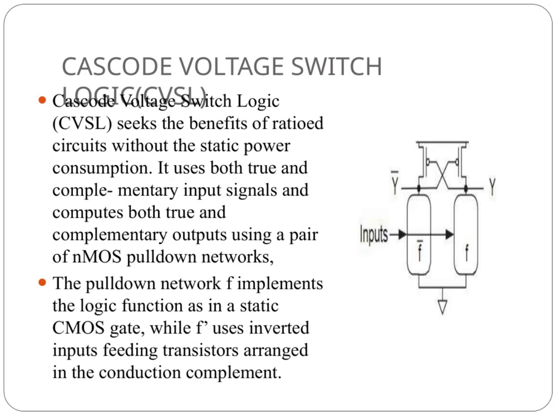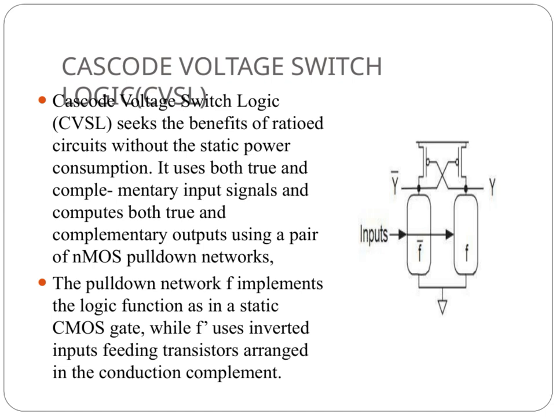Cascode voltage switch logic, or CVSL, aims to combine the advantages of ratioed circuits while eliminating static power consumption. The key idea here is that CVSL uses both the true and complementary versions of the input signals. This approach allows it to produce both true and complementary outputs. The implementation involves two NMOS pull-down networks.